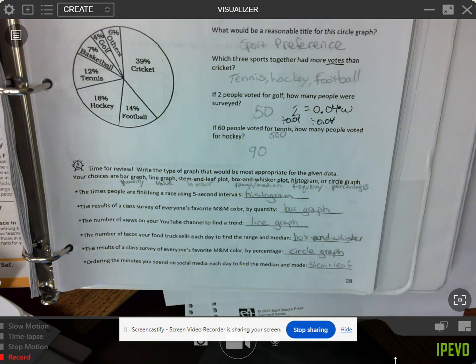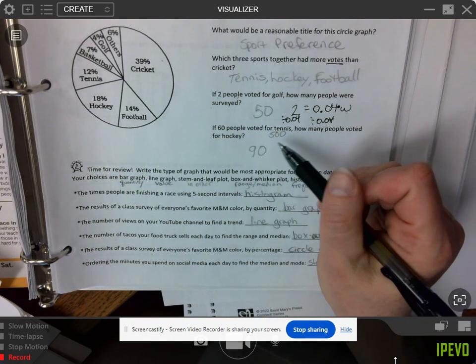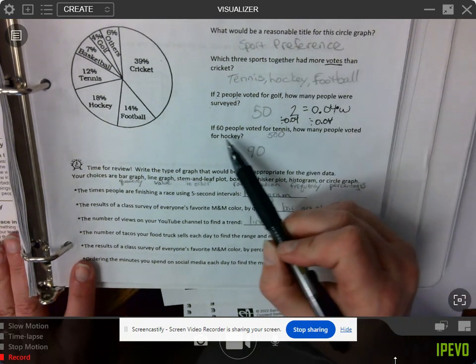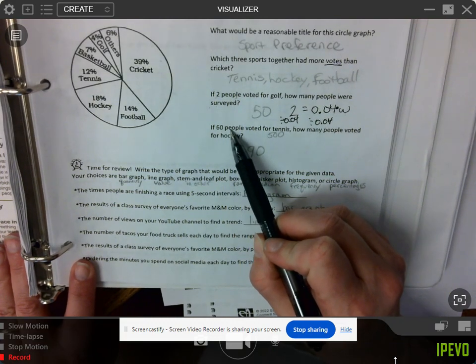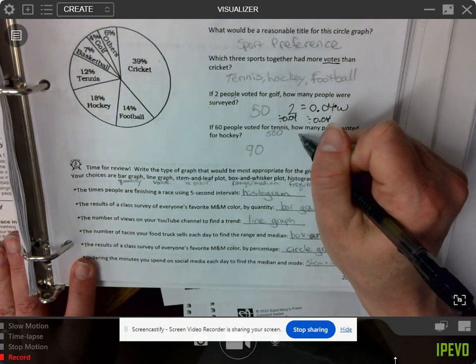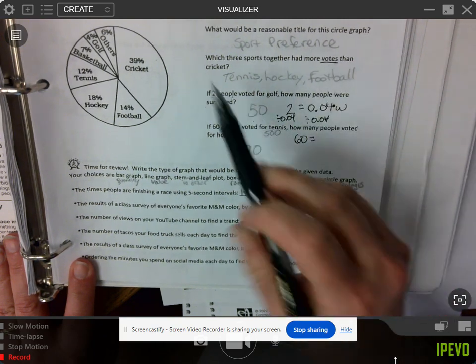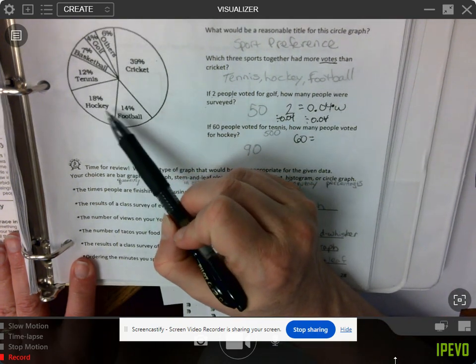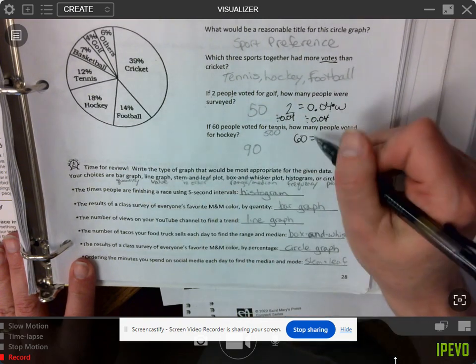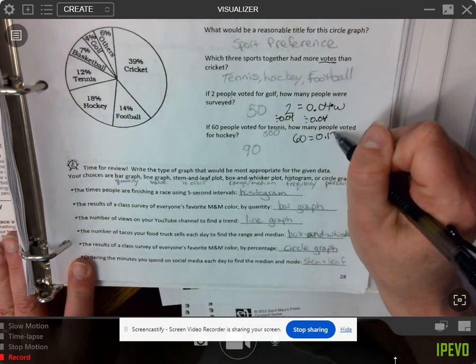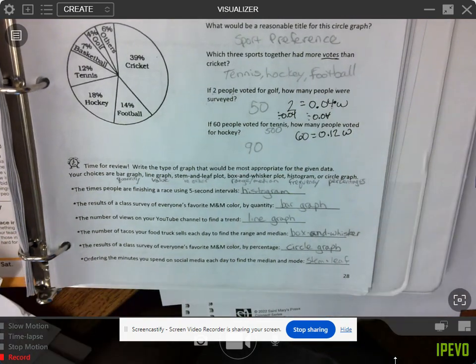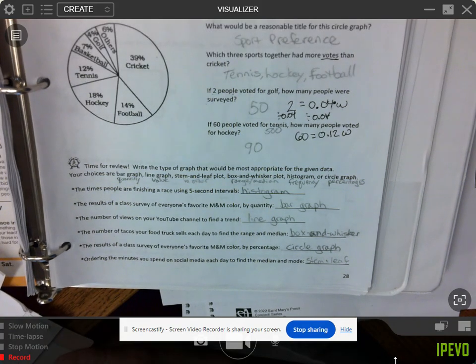So let's see how we should solve this problem. If we're going to look at the information that we know, 60 people are our part, right? 60 is the part, voted for tennis. So what is our percent for tennis? 12%. So we need to know how many people were surveyed altogether.